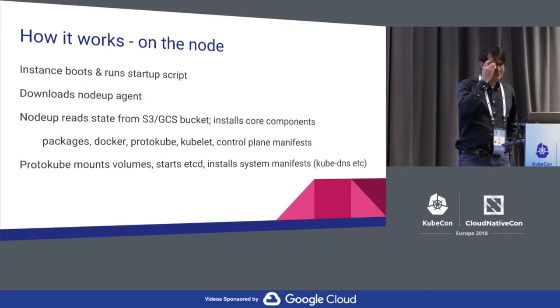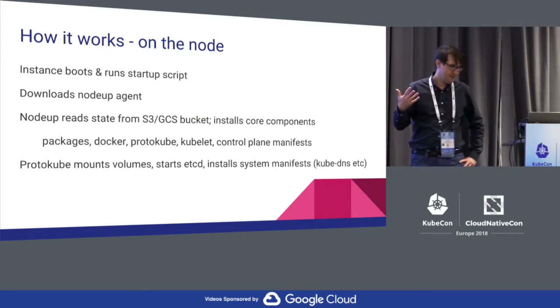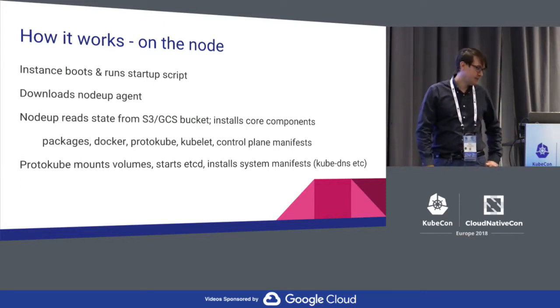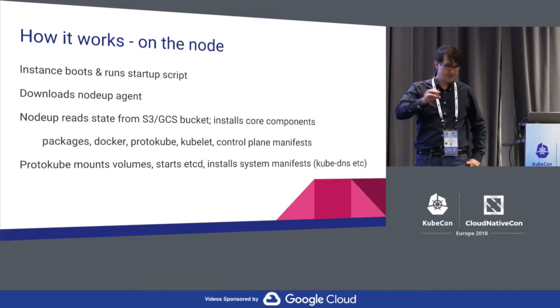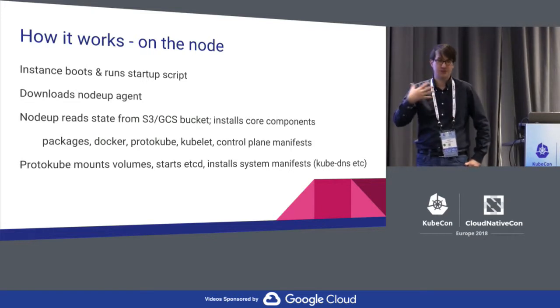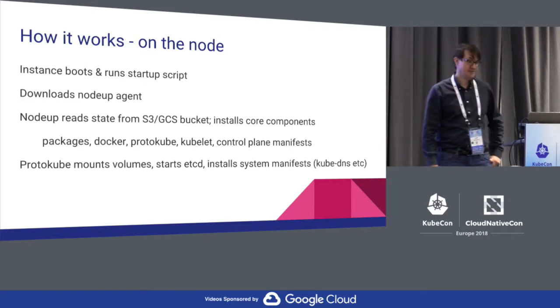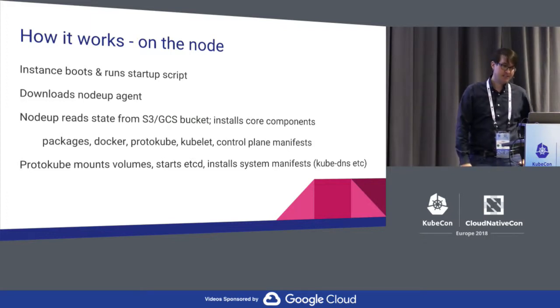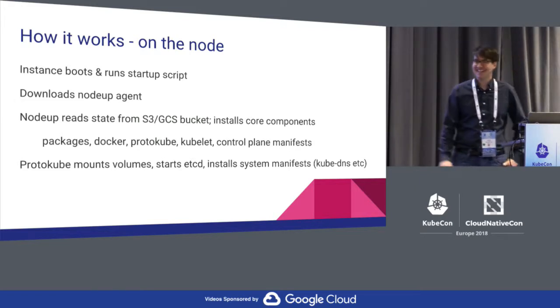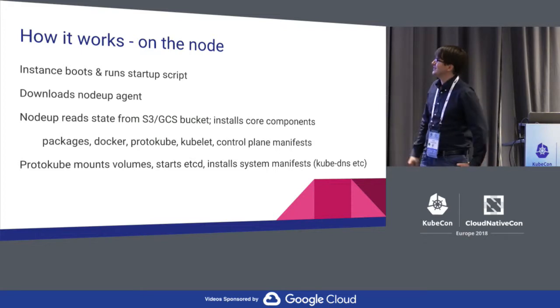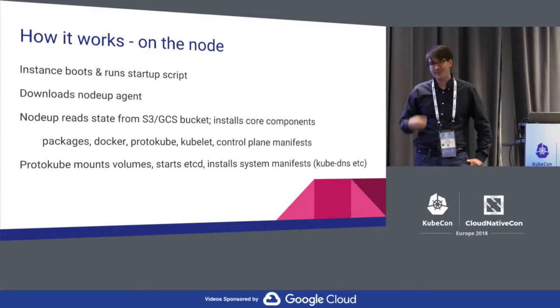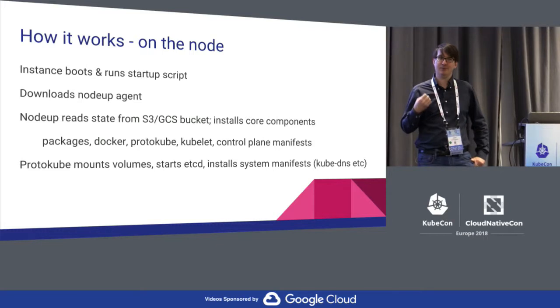The more interesting place where things go wrong, therefore, is how it works on the node. Each instance that boots up, we want to have it join the cluster, either as a master or as a node. So the instance boots up and runs a startup script. On AWS, that's the user data. On GCE, I think it's also called the user data, maybe the instance data. But there's some startup script mechanism which is run at boot. And the role of that script is only to download a component we call NodeUp.